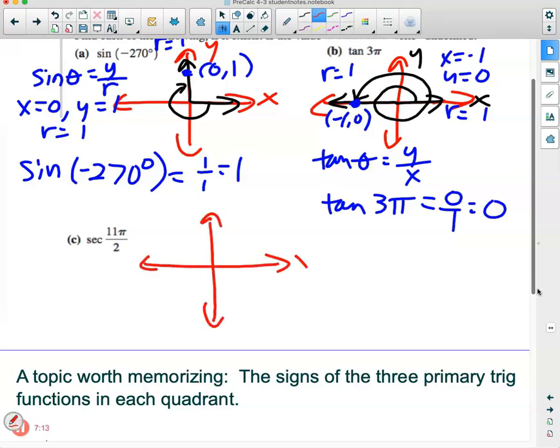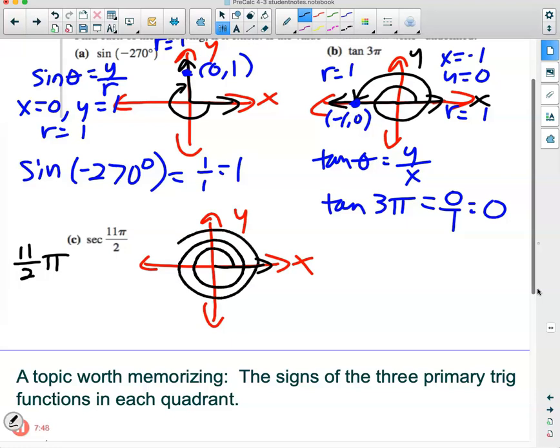11 pi over 2. That is definitely not how we're going to think about this one as we go to put it on our drawing. So can somebody help me out? How should we think of 11 pi over 2? And then you go a step further and you say, okay, mixed number. That's 5.5. So 5.5 pi. 1, 2, 3, 4, 5.5.